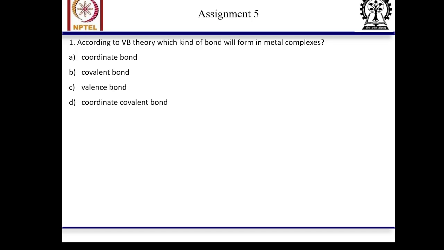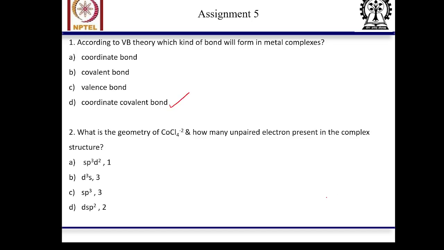So first question: according to the valence bond theory, which kind of bond will form in the metal complexes? Coordinate bond, covalent bond, valence bond, or coordinate covalent bond. We know that in valence bond theory, the bond between the metal and ligand is coordinate covalent.